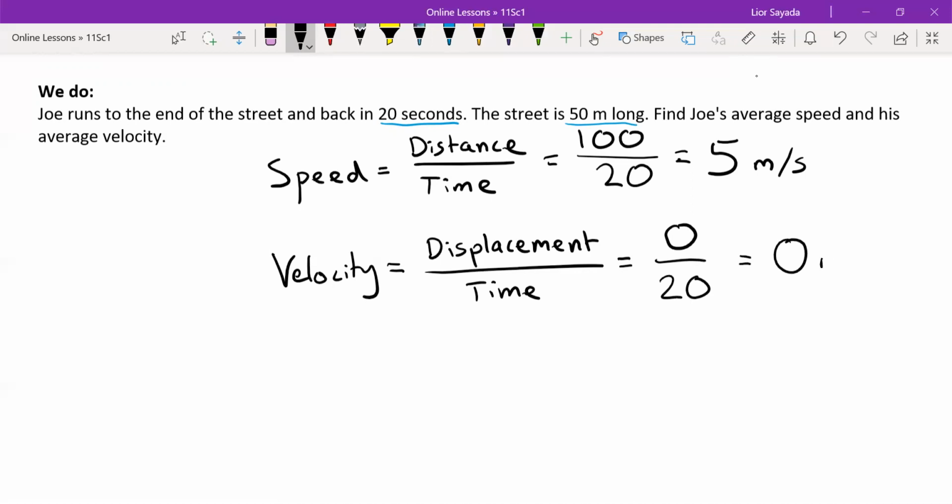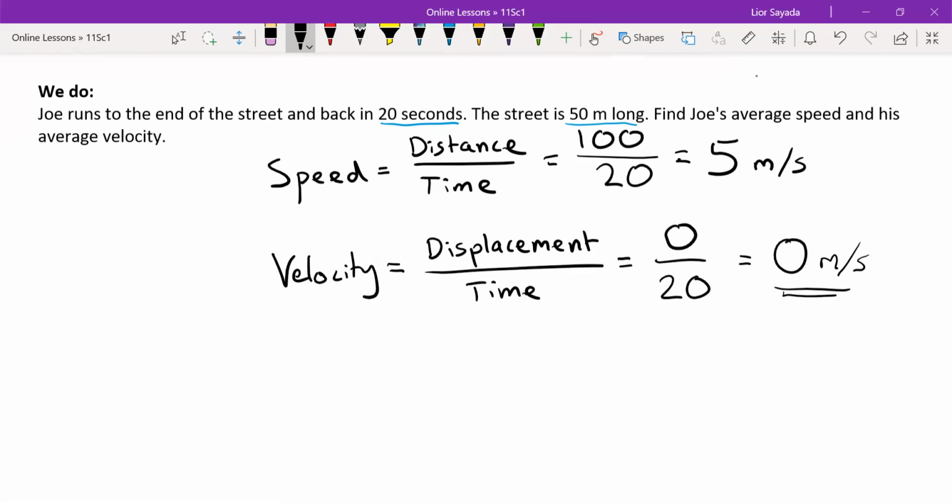The units of velocity are meters per second. So even though he's definitely moving, even though he definitely had an average speed, his velocity is 0 because his displacement is 0, because he's got back to where he started. And that can be a surprising result. It might seem strange that Joe has actually gone on a journey, but his average velocity was 0 meters per second.